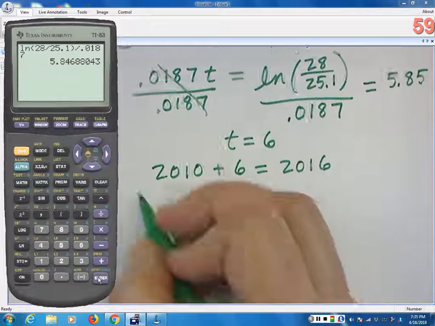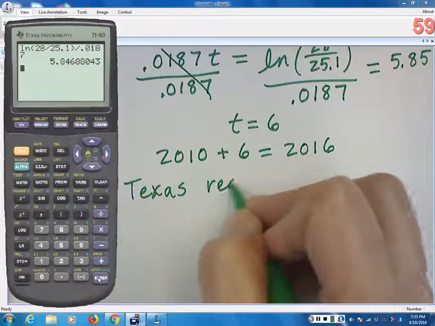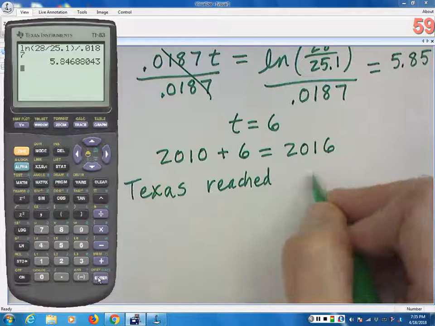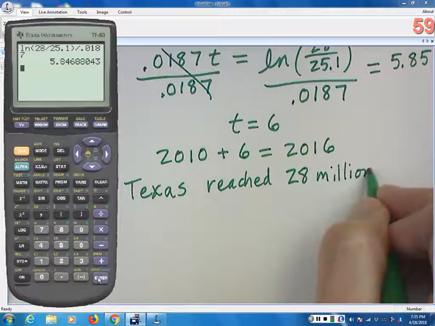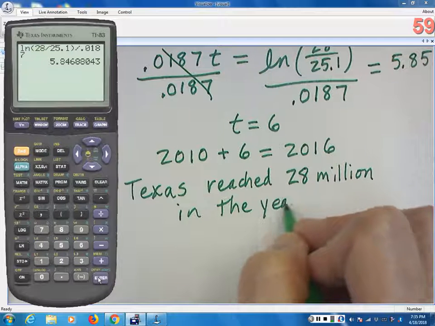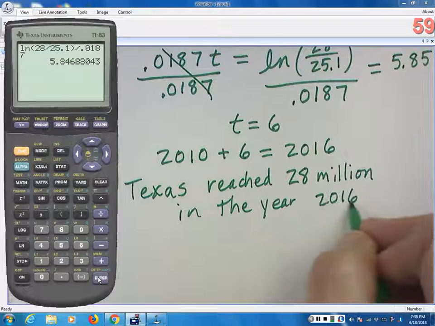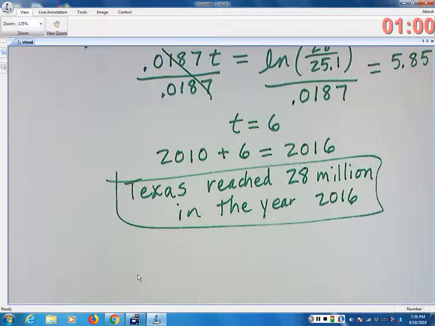So Texas reached 28 million, according to this model, in the year 2016. And that's section 3.4. So I'm going to stop the recording.